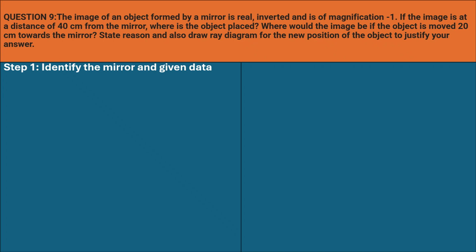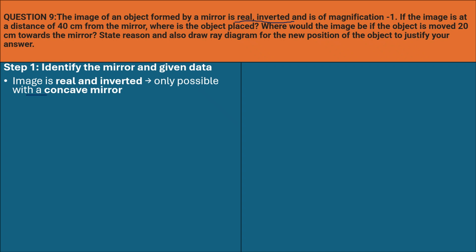Now, what is the first step, students? Identify the mirror and given data. So the image is what? Real and inverted. So you don't have to worry, it's given. And it is only possible when? With the concave mirror, which I have taken in the previous questions. What is the magnification given? -1. Again, children, I am repeating this on and on, that please write what is given in the question. That will help you to answer it well, step by step.